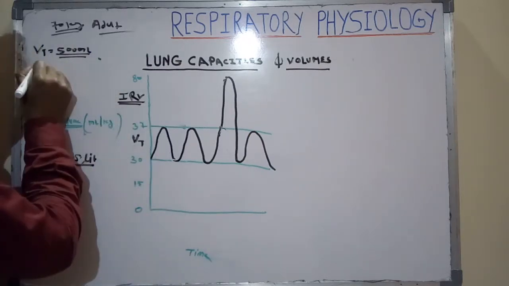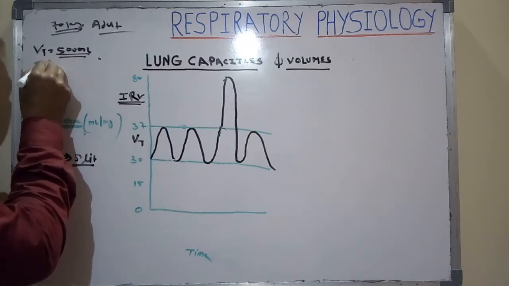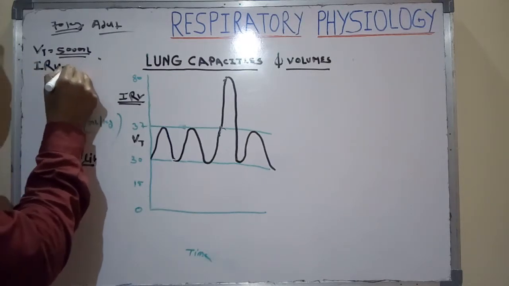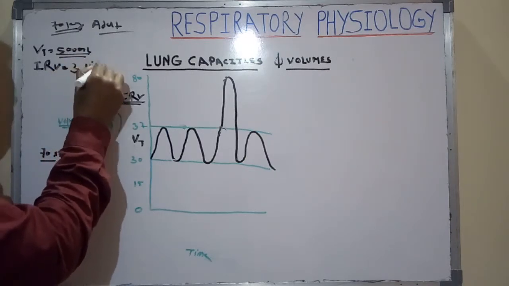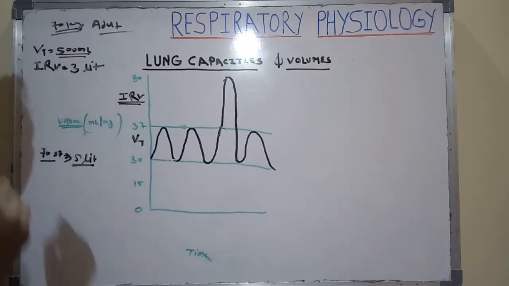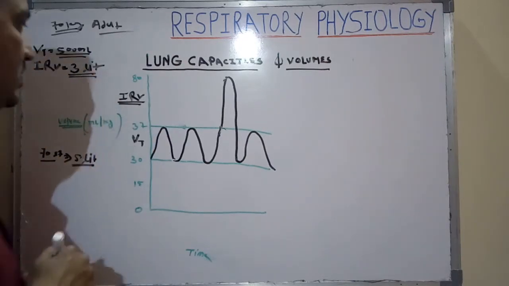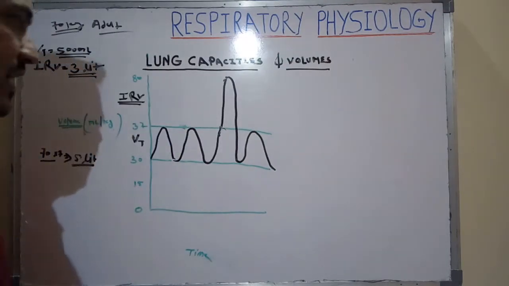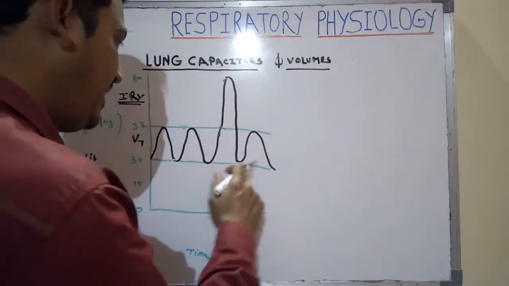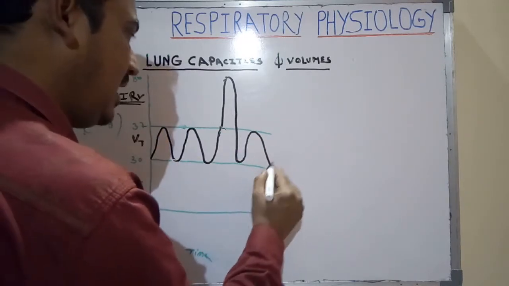Okay. So inspiratory reserve volume, this was 500 ml, now this is 3 liter. Is it clear? So inspiratory reserve volume is 3 liter. This is called IRV, or inspiratory reserve volume. Now say here I am breathing normally again.